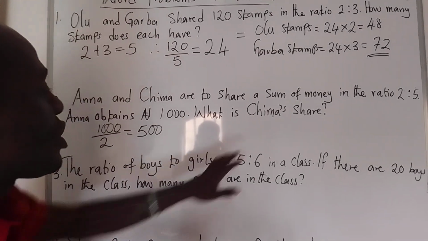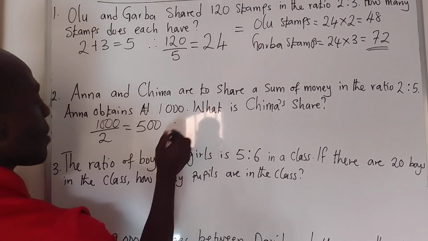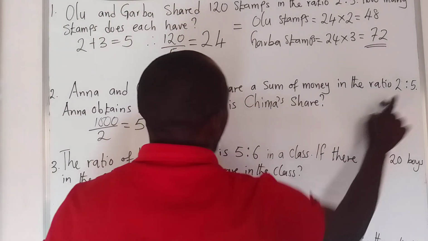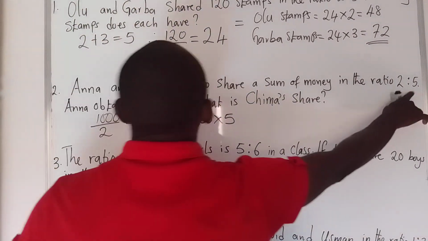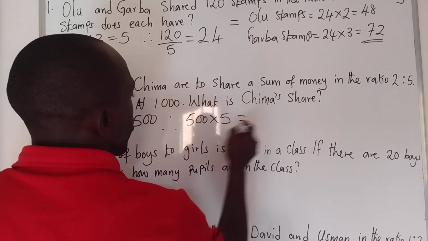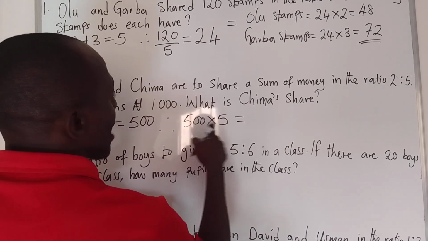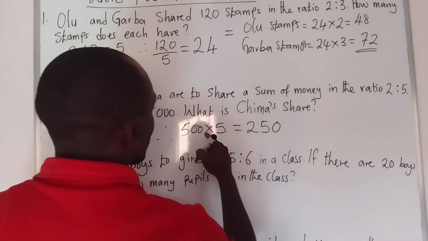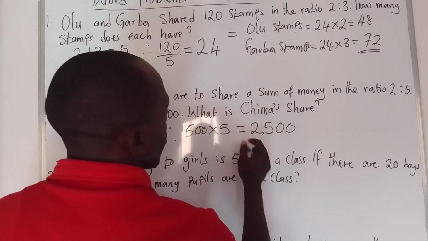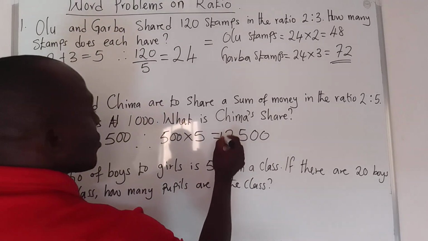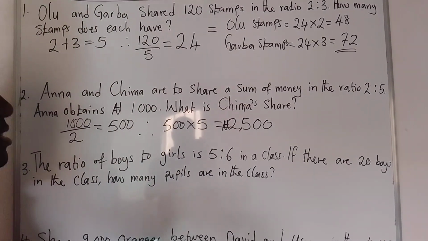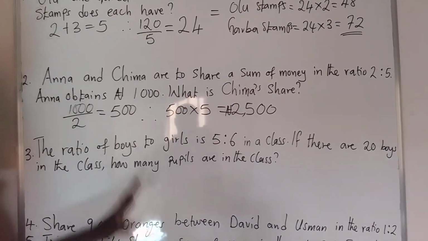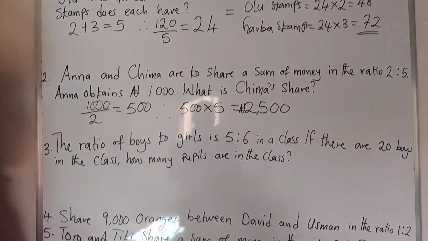But since we are looking for Chima's share, we have to multiply 500 by 5. This 5 belongs to Chima. So 500 times 5: 5 times 5 is 25, 5 times 0 is 0, 5 times 0 is 0. So therefore we have 2,500 naira. So this is Chima's share, which is 2,500 naira, while Anna's share is 1,000 naira.